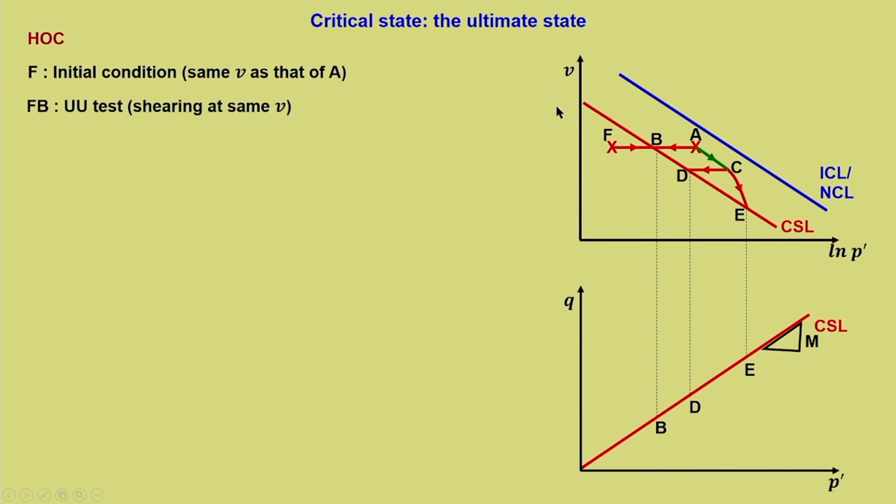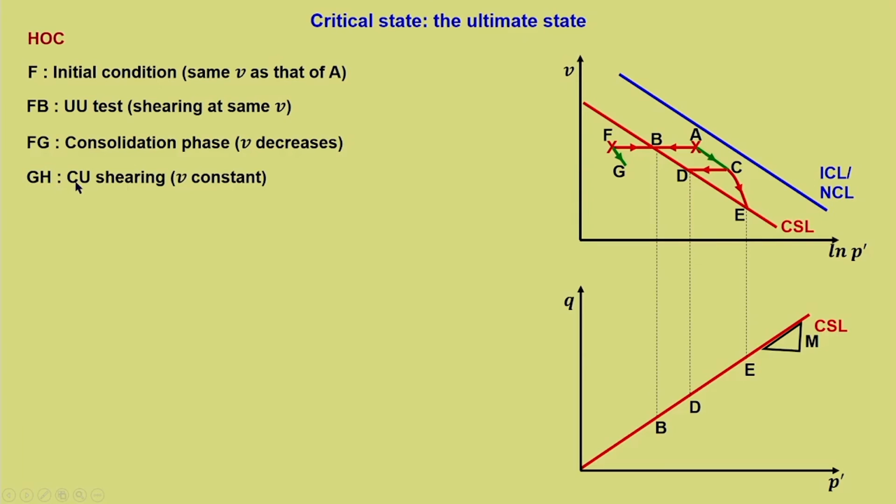Now, these are some of the facts which we have not seen in our previous lectures and which are very legitimately clear in this particular lecture. FG is the consolidation phase, so it is coming down, this is only consolidation. GH is consolidated undrained shearing, so V is constant. So, that represents GH, and H has to be mapped down. Then GI is consolidated drained shearing.